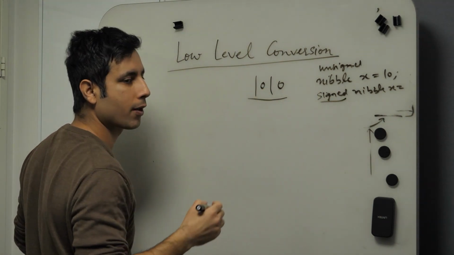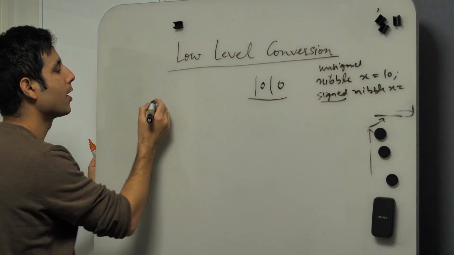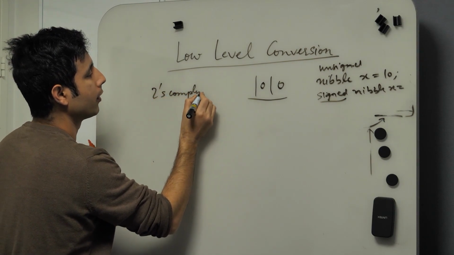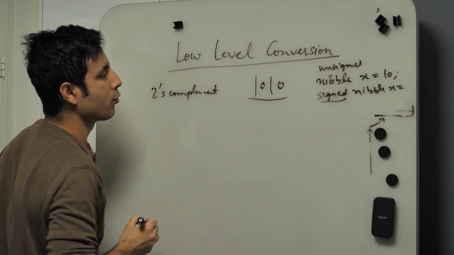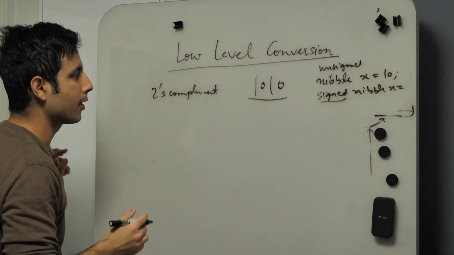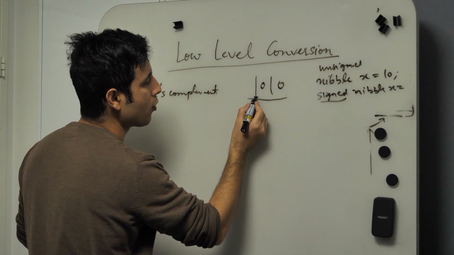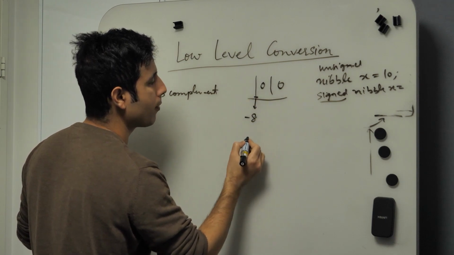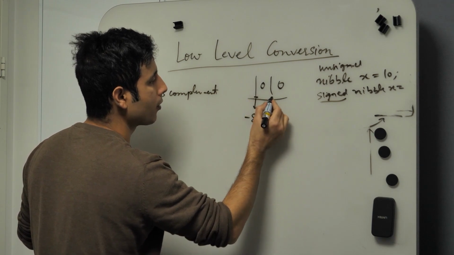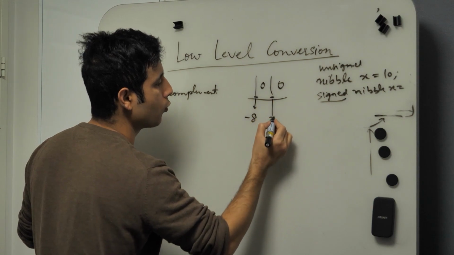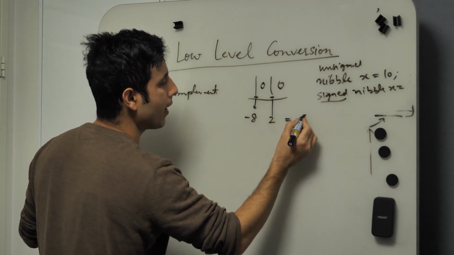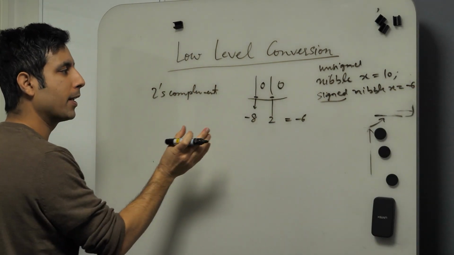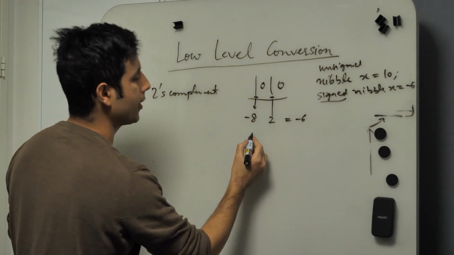Let's assume for a second the platform is using 2's complement, which is the most common encoding used for negative numbers. So the most significant bit is a sign bit. So the weight is negative, -8. This is 0 and this is 2. So obviously the value is -6. So for a 4-bit data type, this is -6, right?